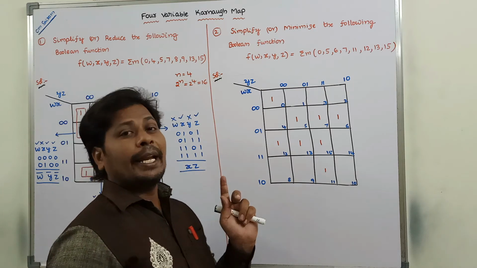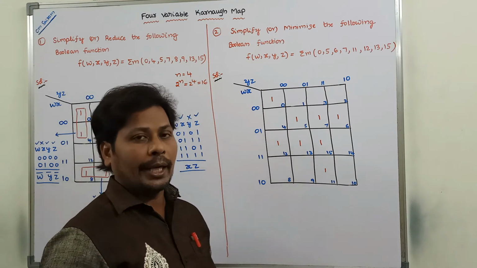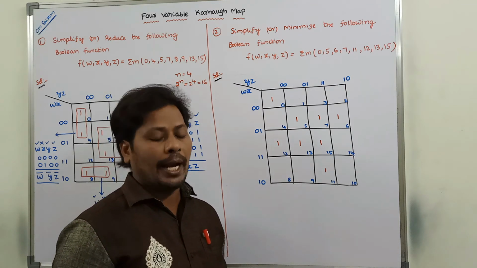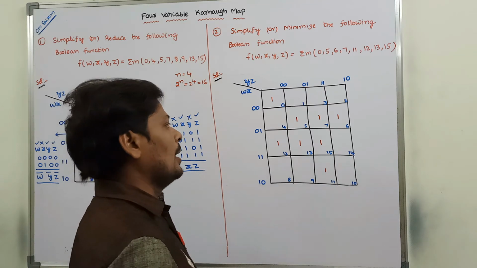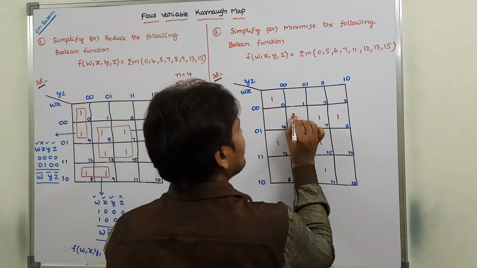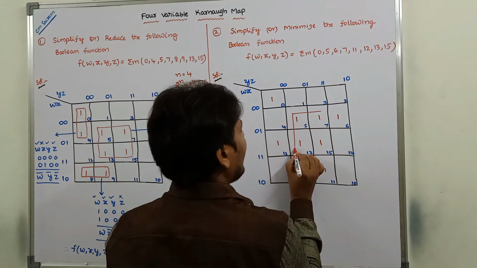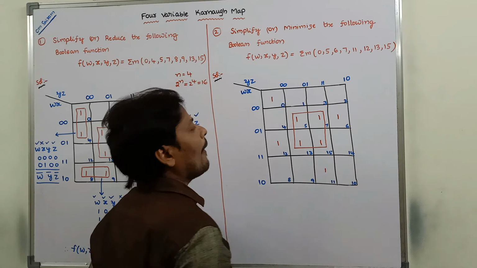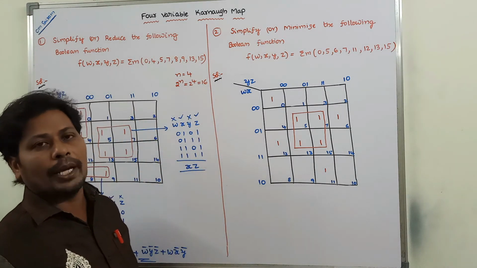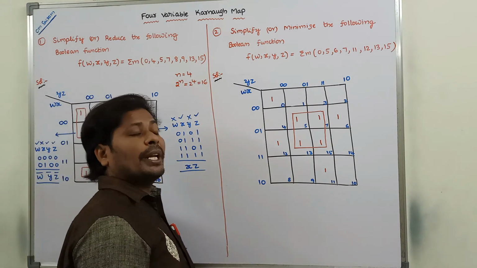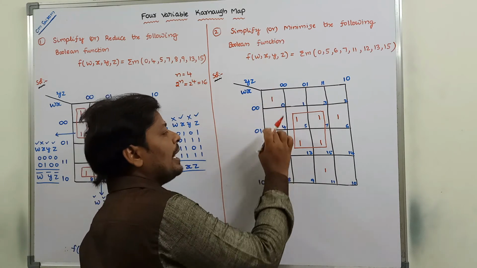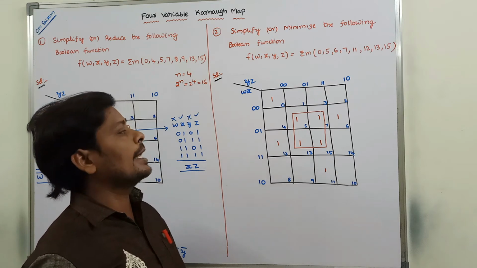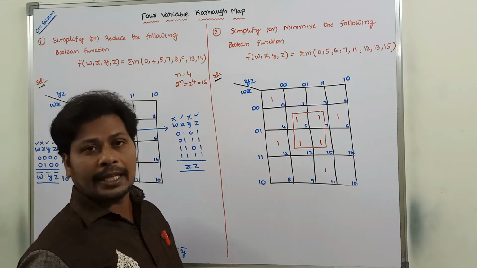Next priority is given to the quad. Quad means adjacency of 4 ones, that means 4 adjacent ones. So these 4 ones can be formed as a quad because they are adjacent. The remaining 4 ones are not adjacent, hence there is no possibility of getting another quad.